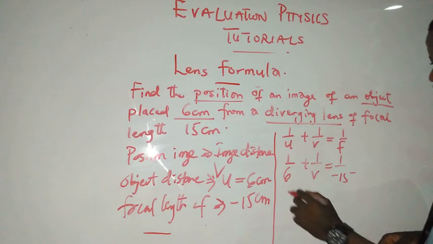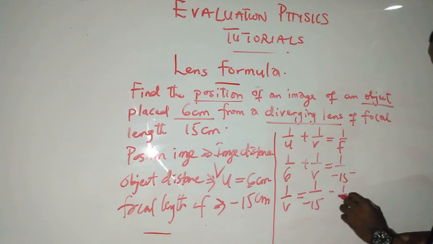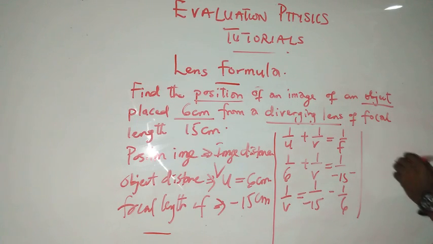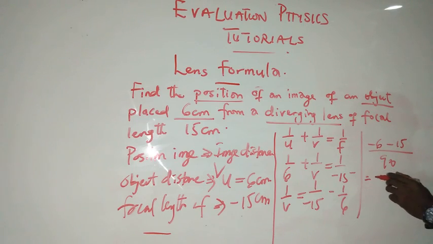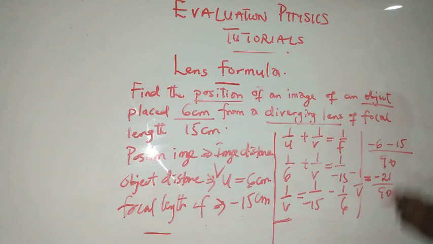So, let's rearrange. Take this to the other side, and you have 1 over v is equal to 1 over minus 15 minus 1 over 6. Simplifying further, find the LCM. LCM of the two is 90. 15 into 90 is 6, that's minus 6. 6 into 90 is 15, minus 15. And that is equal to minus 21 all over 90. That is the value of 1 over v. Find the reciprocal of both sides. Then you have v equal to 90 over minus 21.